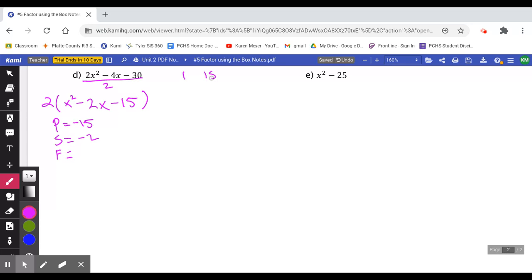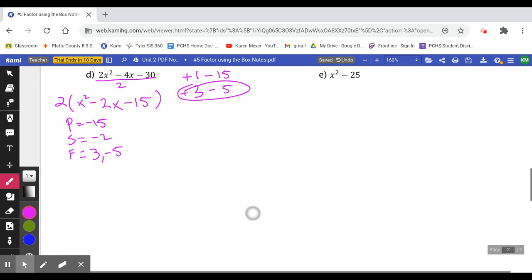So 15 is 1 and 15, 3 and 5. If my product is a negative, then I got to have 1 negative and 1 positive. Okay. So I'm going to put the positive with the first numbers and the negative with the second numbers. And then hopefully everybody says, oh, well, if I do positive 3 and negative 5, they will multiply for negative 15 and add for negative 2.